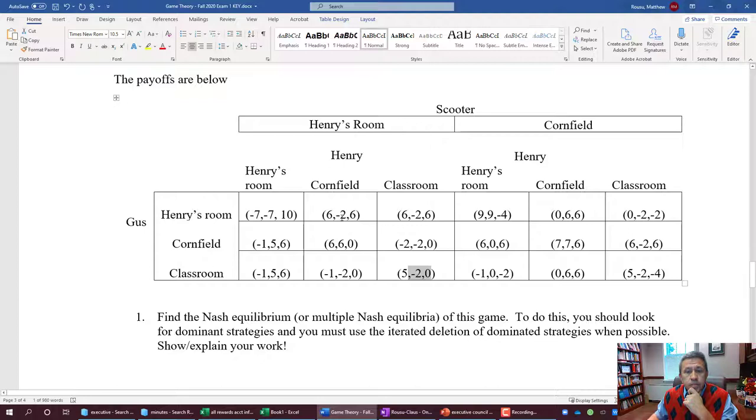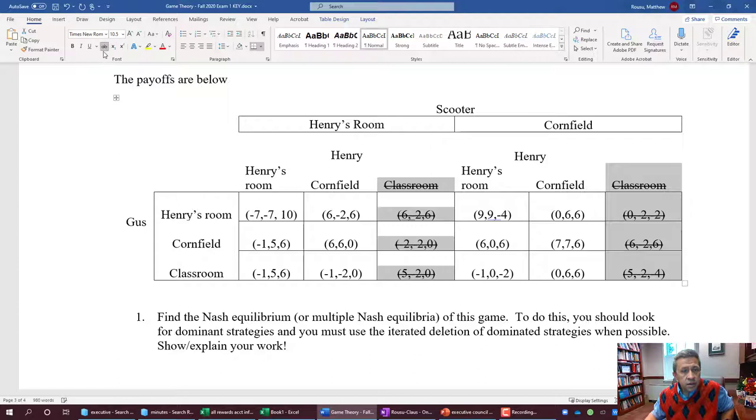For the cornfield, we've got -2 versus -2, 6 versus -2, and -2 versus -2. Okay, so there's a chance the classroom's dominated, but we have to go over to this other side, because these are the options when Scooter's choosing Henry's room. Here are the options when Scooter's choosing the cornfield. So we've got 6 versus -2, 7 versus -2, 6 versus -2. The classroom is always less than or equal to the cornfield. Therefore, this is a dominated strategy.